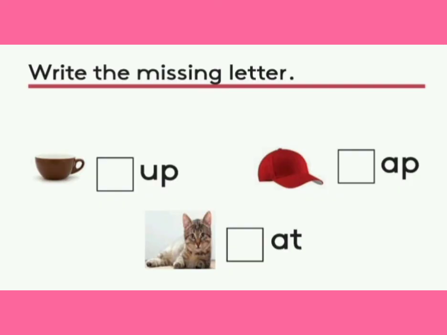Write the missing letter. One letter is missing, the first letter of all these words. You have to write it in the capital letter. What they have given you here is a cup, cap, and a cat. What are these in pictures? There are 3 pictures. The first one is a cup, then a cap, the last one is a cat. You have to finish writing these words with the missing letters. It is an easy exercise. Let's move on to the next part.